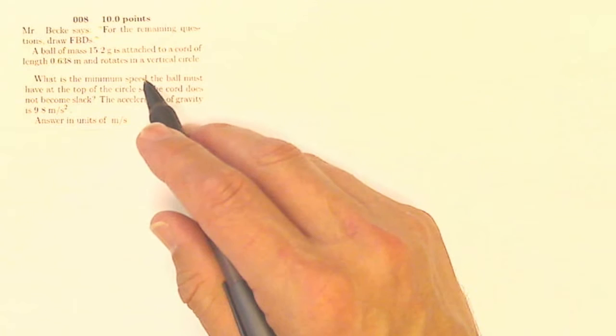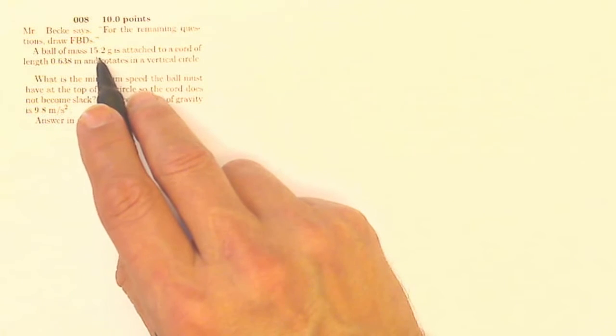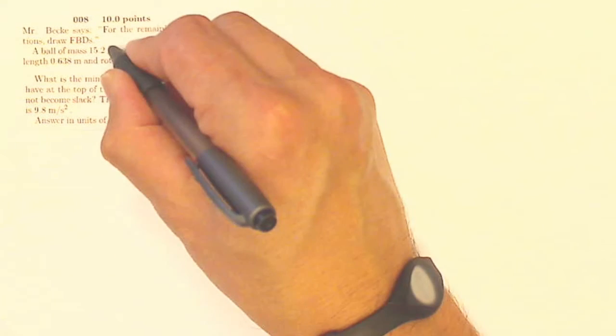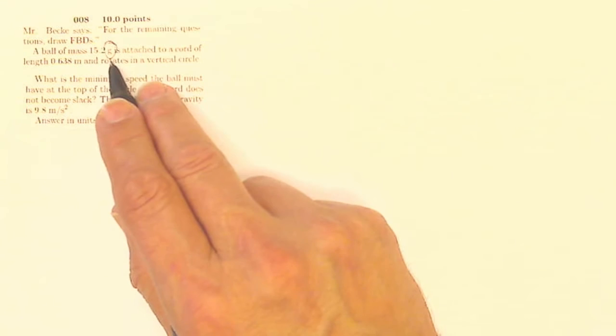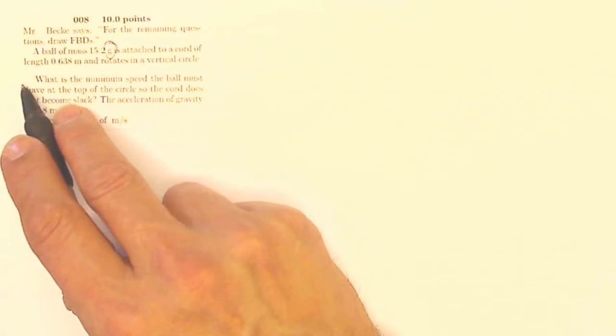This is Mr. Beck Does Your Homework, Physics, homework number 13, question number 8. This one says a ball of mass 15.2 grams, that's going to be trouble, make sure that's put into kilograms, is attached to a cord of length 0.638 meters and rotates in a vertical circle.